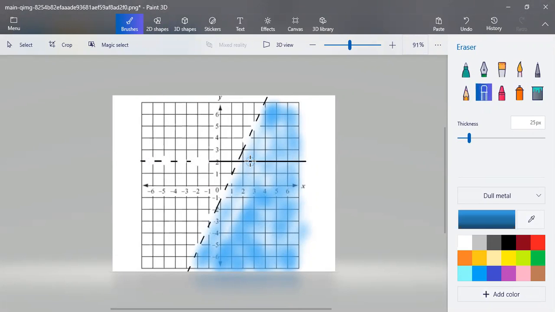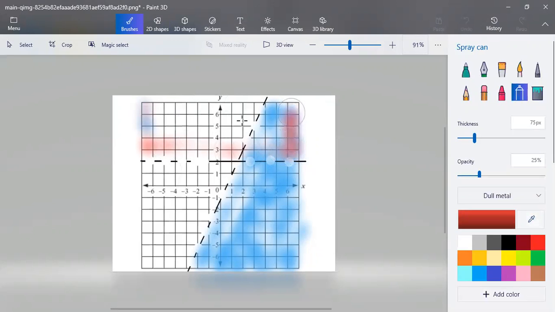So what they're saying is it's greater. Greater means you will shade all this upper part which is above the line. So let me choose another color and show you all this part which is greater. So this is going to be the part which is y greater than 2. Don't mind the one which is going outside. This is just to show you, that's all.